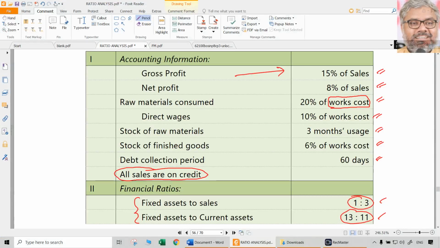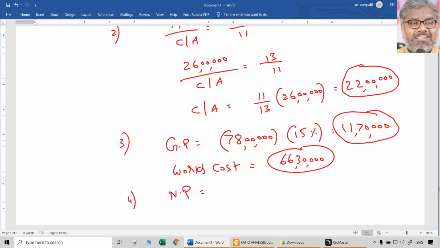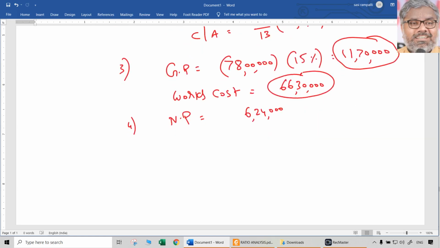Now we can find out other things also. One thing is net profit, that can be found out. Net profit will be how much? 8% of sales. So 78 lakhs is already there. On that, 8% means 6 lakhs 24,000 is considered to be net profit. Simple.